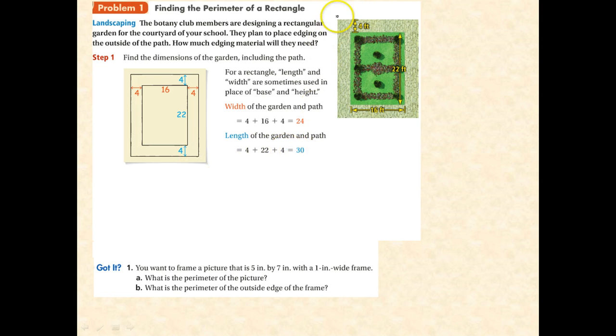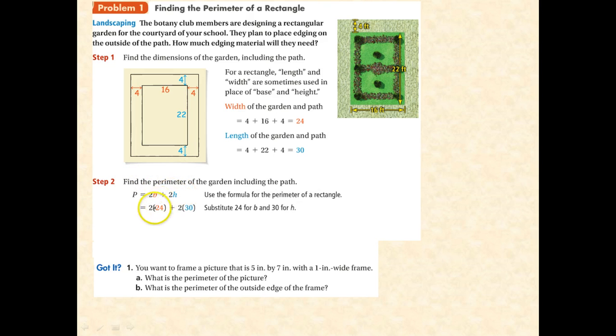And now the perimeter tells us how many feet of border we would need to go around it. So that's just going to be 2 times the base plus 2 times the height. 2 times 24 plus 2 times 30. Simplify. 108 feet. You're going to need 108 feet of edging material. Alright, pause and see if you can figure out this question.